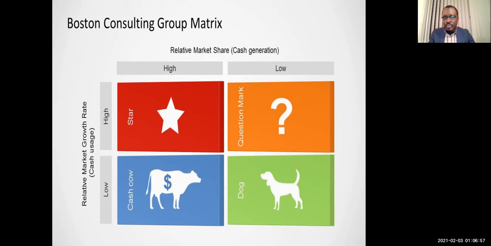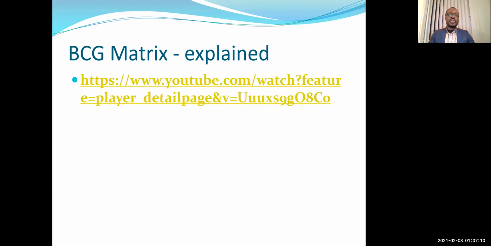And then we have the dogs. These dogs have lower market share, lower market growth. And normally we would like to dispose of these dogs because at the end of the day, they're giving us nothing of value for money. Okay, so the BCG matrix is explained further in this YouTube video. You can take a good look at it and at least you get some further insights on it. For this, we're just trying to summarize everything so that in your own pace and time, you can look at it. So these are the points we've looked at.